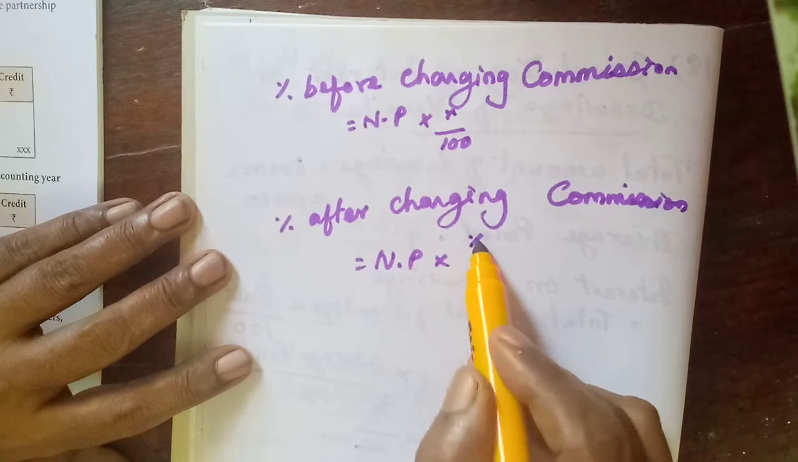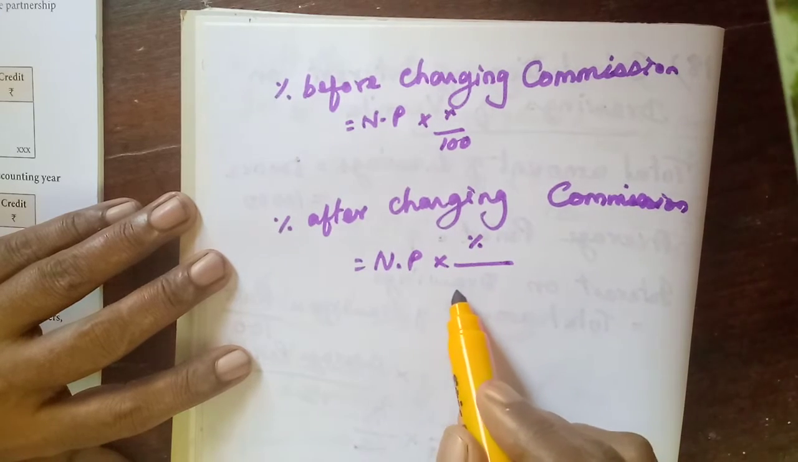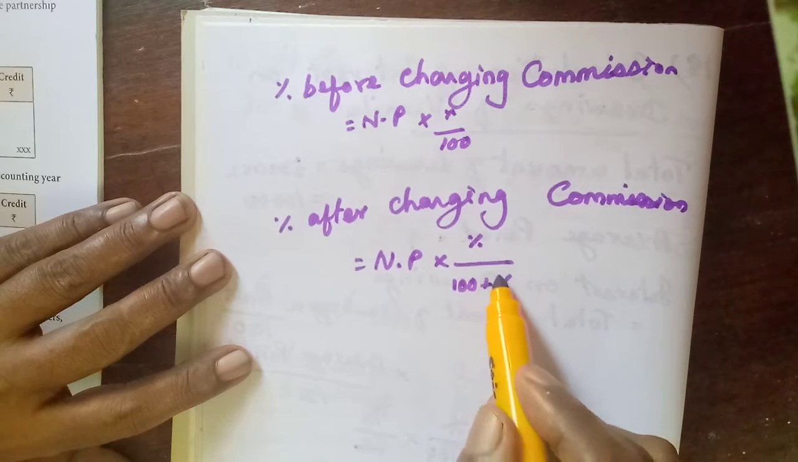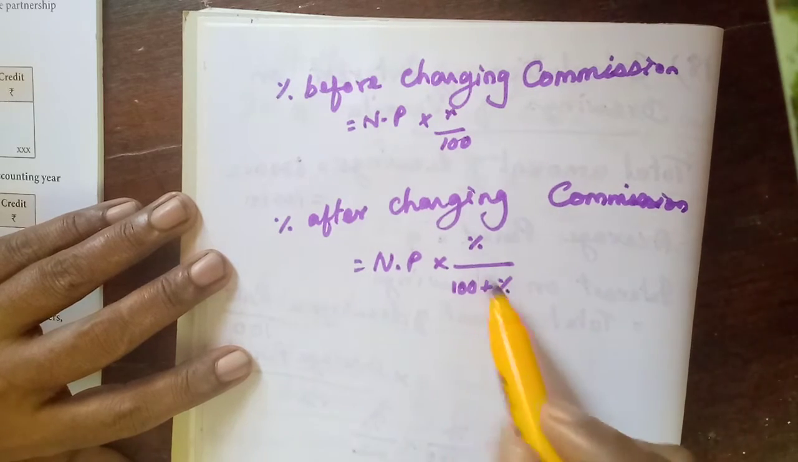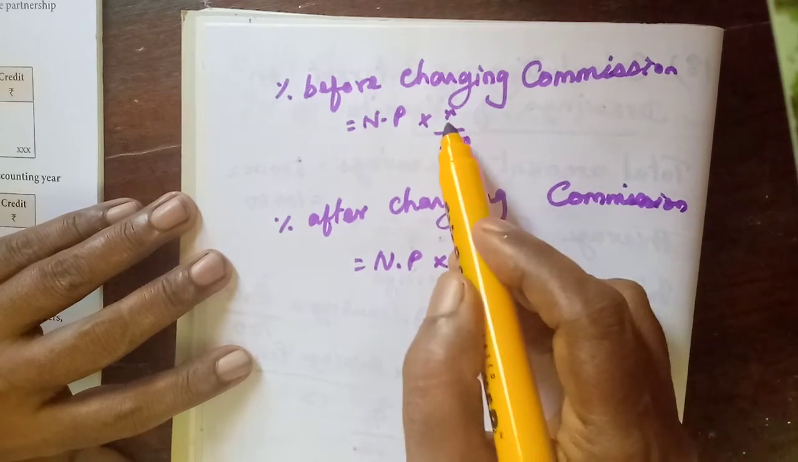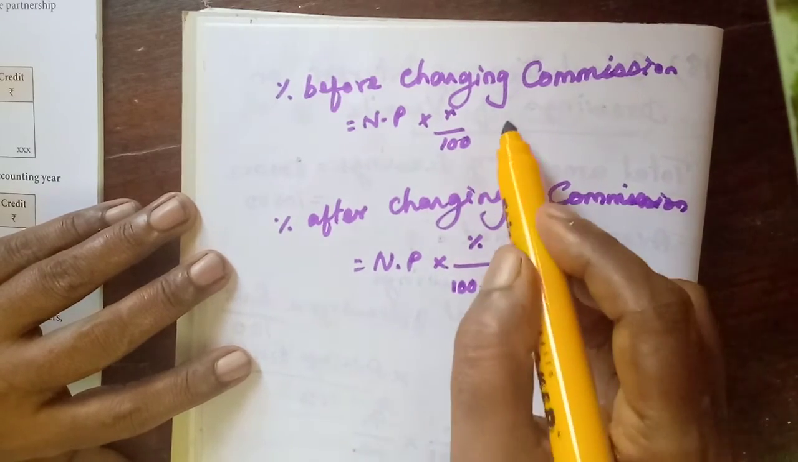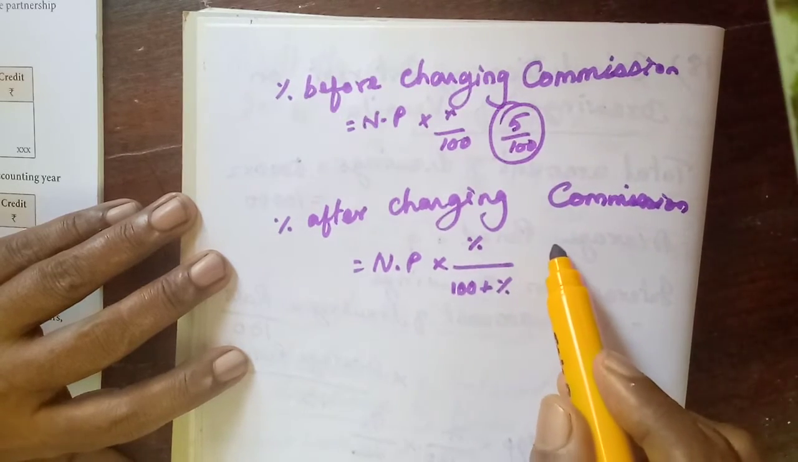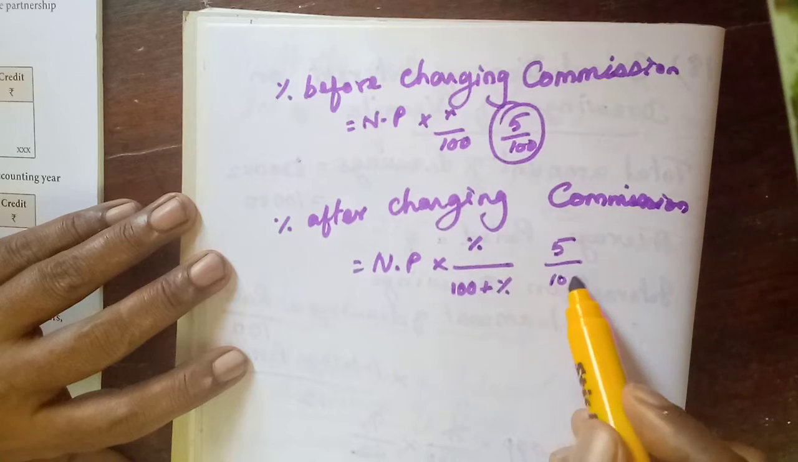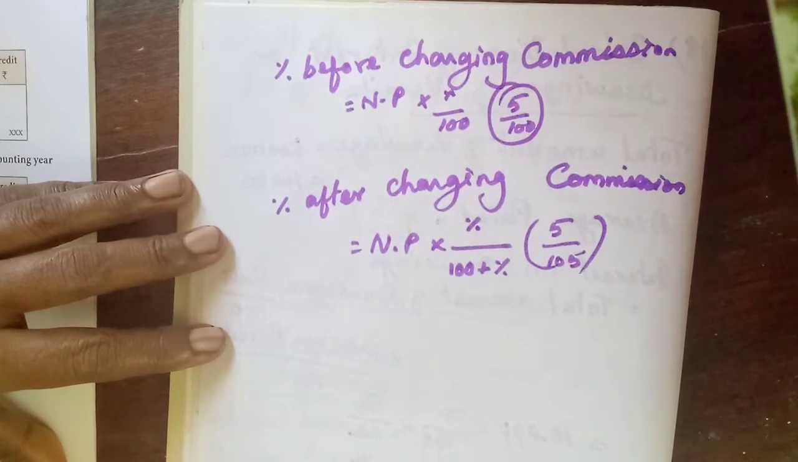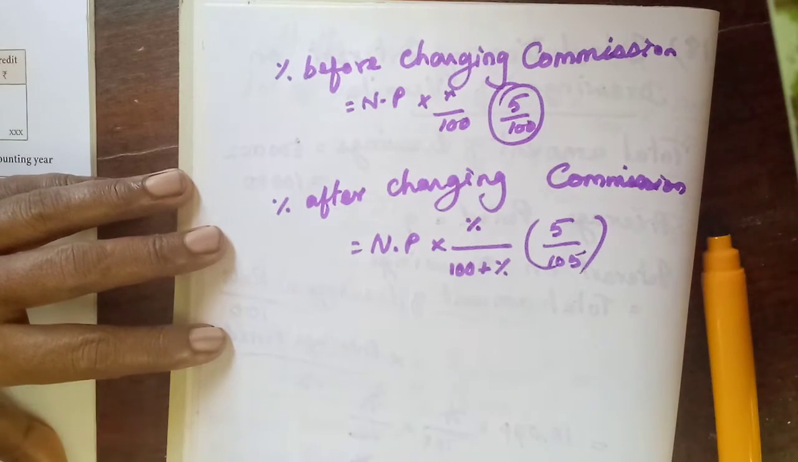Here the percentage we will write. Along with this 100 we need to add this percentage. If it is 5, we get 105, 5 we will write here. But for before charging, it is 5 by 100. If it is 5, 5 by 100. If it is 5, here 5 by 105. That's all. Understood? We will see the next illustration.